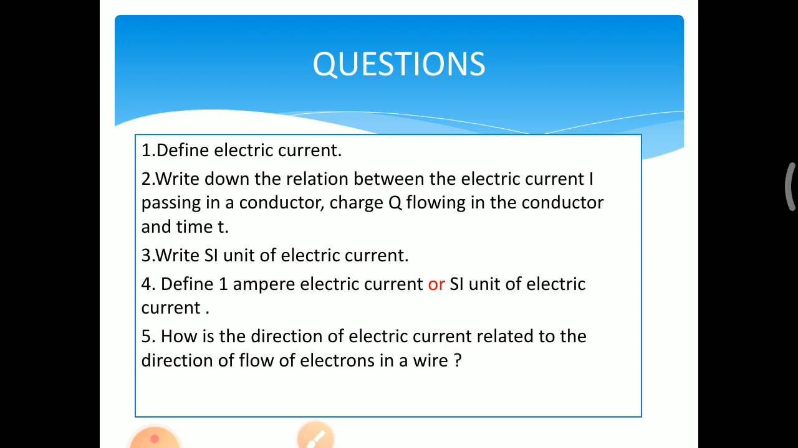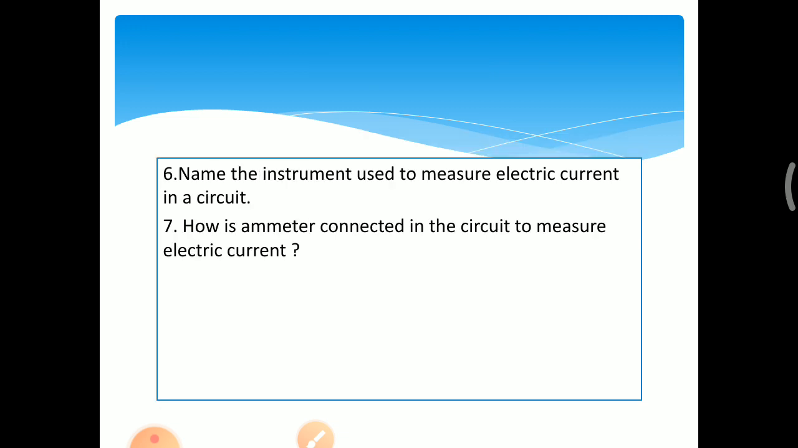How is the direction of electric current related to the direction of flow of electrons in a wire? Name the instrument used to measure electric current in a circuit. How is an ammeter connected in the circuit to measure electric current?